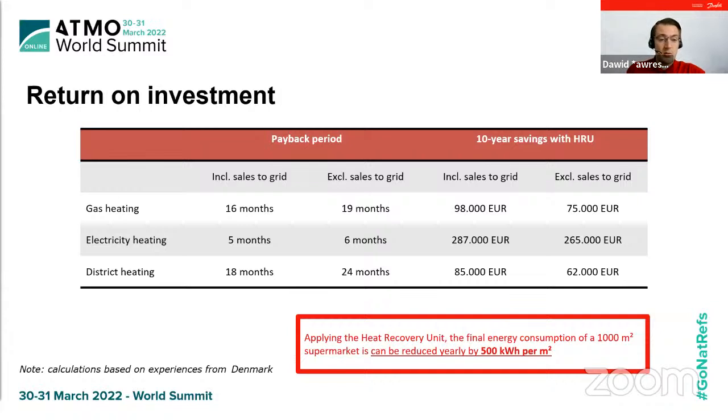In 10 years, a typical sized HRU can generate around 62,000 euros of savings if the primary heat source is district heating, and an additional 23,000 euros if the store resells heat to the district heating utility.